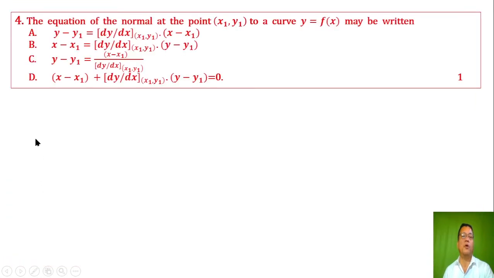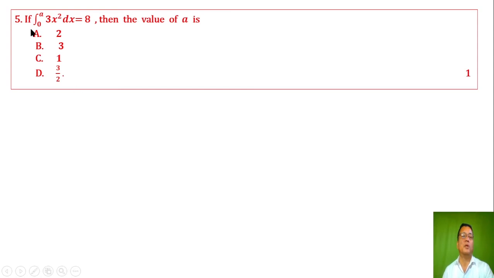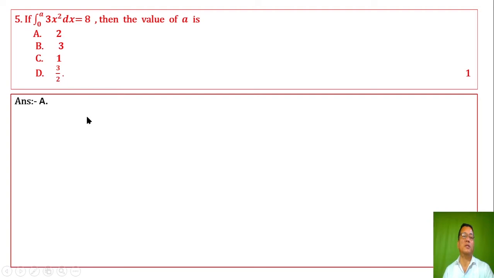For question number 4, the equation of the normal at the point x1, y1 to a curve y equal to f of x may be written as. The equation of the normal. The correct answer is D. If the value of this definite integral is I, then the value of A is 2 or 3 by 2. Correct answer is A. It is thrice x square, whose integral is x cube, and we get a cube from 0 to a equal to I, that is A equal to 2.